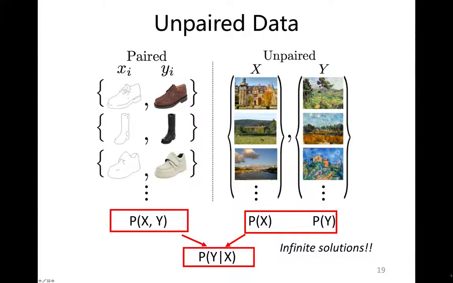Mathematically, here we only have two marginal distributions, X and Y. But we want to learn the conditional distribution Y given X. So theoretically, there are infinite solutions to this problem, just as with the traditional GAN.